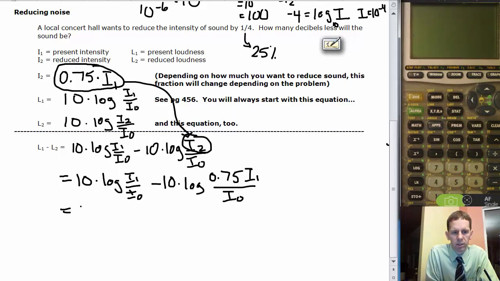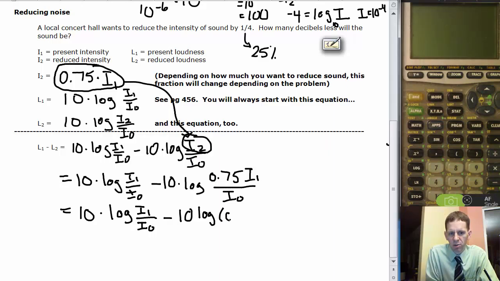On the right side of the equation is where things are going to change. I'm just going to rewrite our left side here. Just bring this straight down. Minus 10 times log. And I'm going to bring the 0.75 down. This is going to be 0.75 times I sub 1 over I sub 0. Really not a huge difference here. We're just bringing this out front. We still have the fraction I sub 1 over I sub 0 here.